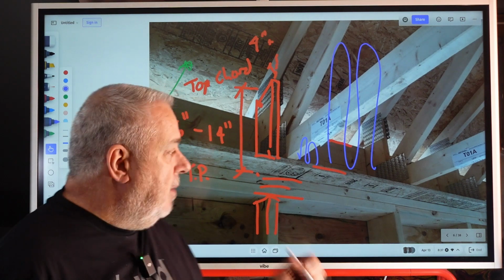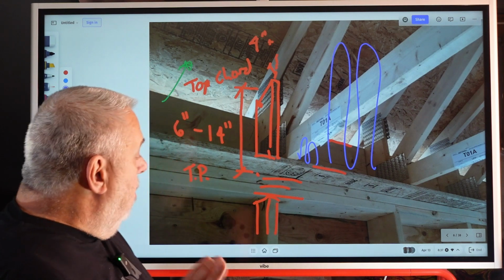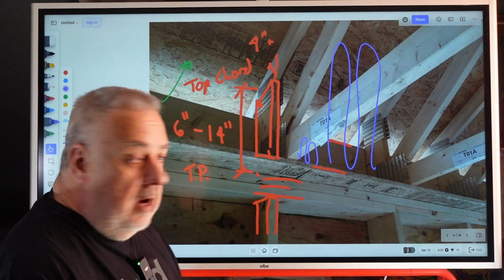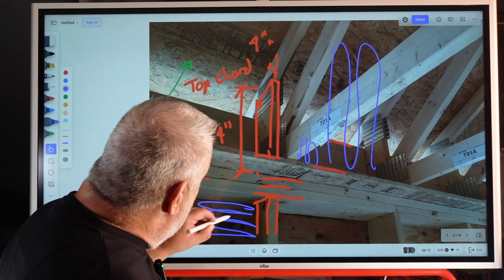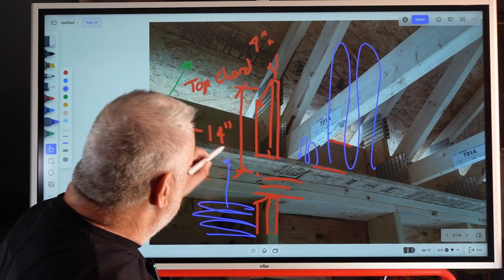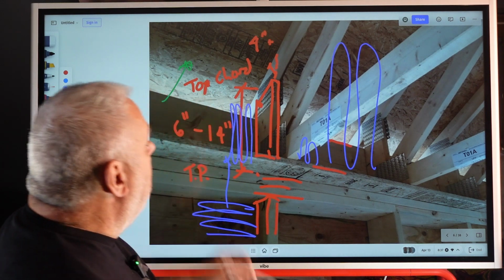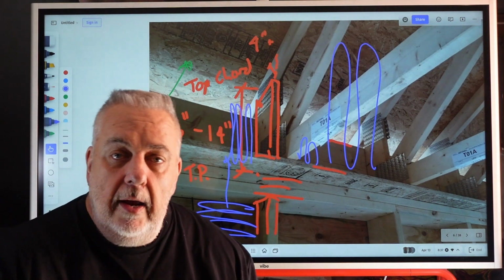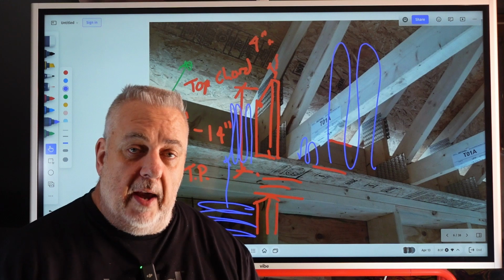We want to maximize our insulation levels out over the top plate. Remember one of my favorite words, continuity. If I'm going to pack this with insulation, I want that insulation to be continuous through this system. So I want to be able to pack that relatively high with insulation there so that I can maximize it.